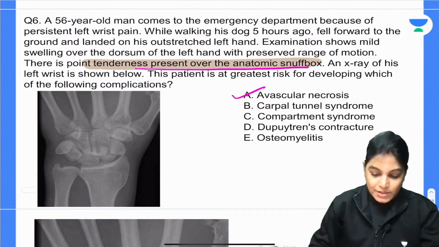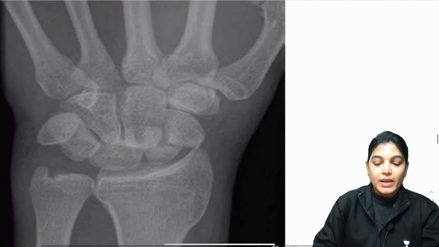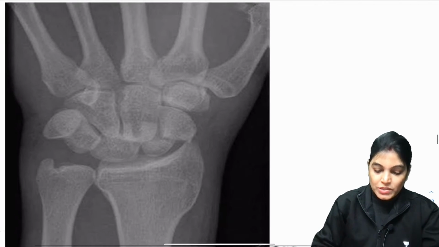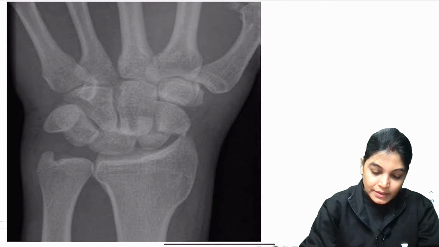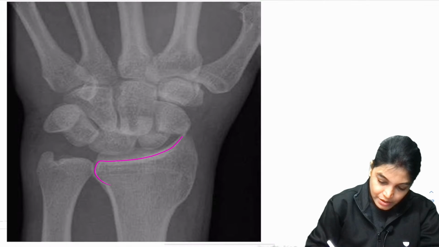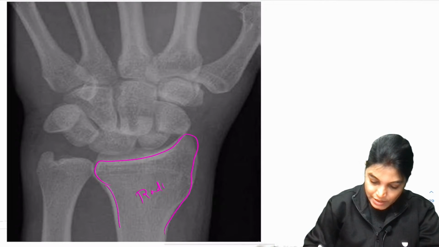If you will see, I will just show you this image. This is the radiological image which has been shown here. I am highlighting and enlarging it so that you can better understand. See here, clearly in this image, this is the radius bone which is seen.